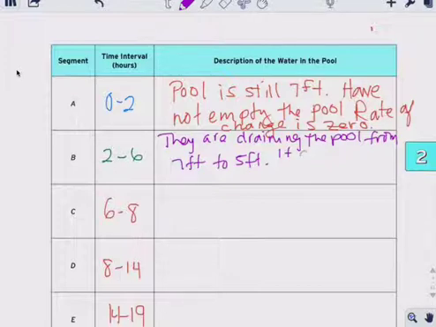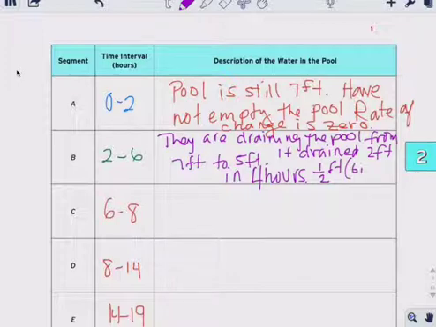It drained 2 feet in 4 hours. That means it drained a half a foot, or 6 inches, in 1 hour. Instead of in 1 hour, say per hour. That's a rate of change word. Okay, the rate of change is 1/2 foot per hour, or 6 inches per hour.